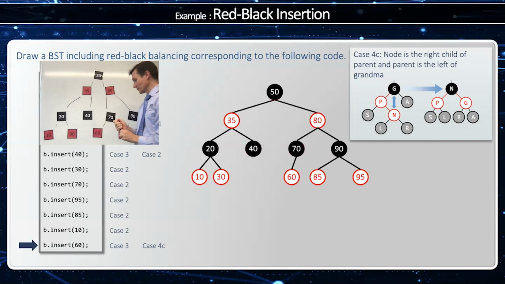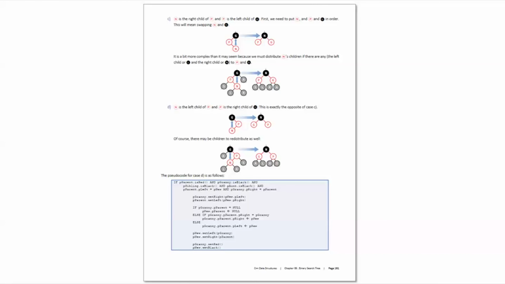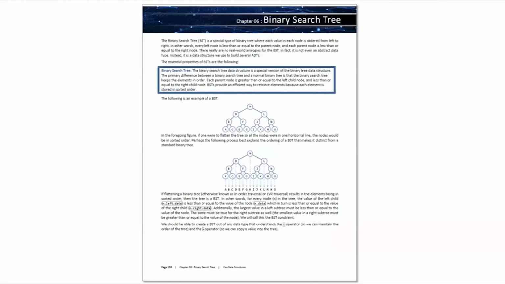Now notice this is exactly the same as the 2-3-4 tree that I balanced previously on the whiteboard. You can learn more about balancing in the balancing section of the binary search tree chapter of the C++ data structures textbook.